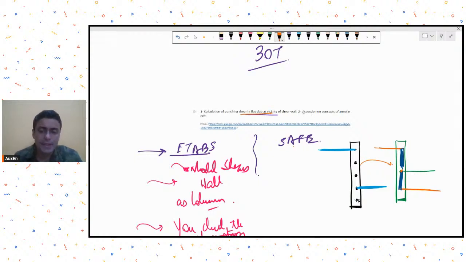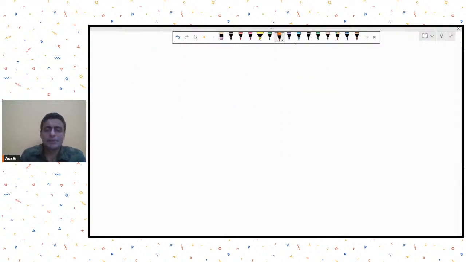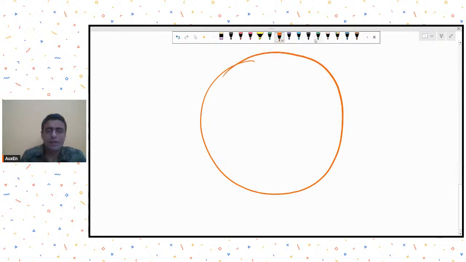Okay. All right. Then Mr. Manish Parmar is asking for a discussion on concepts of annular raft. No, ask specific questions. What do you mean by concept of annular raft? Annular raft means generally in plan you will have a raft like this. So it will be a ring raft.